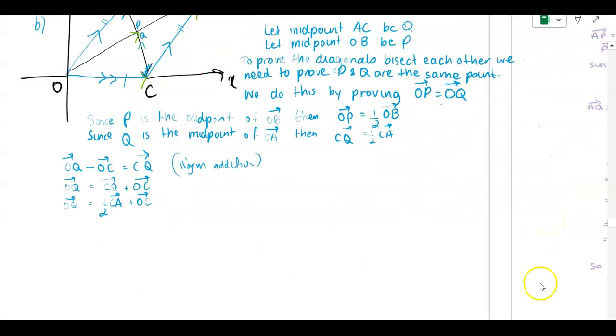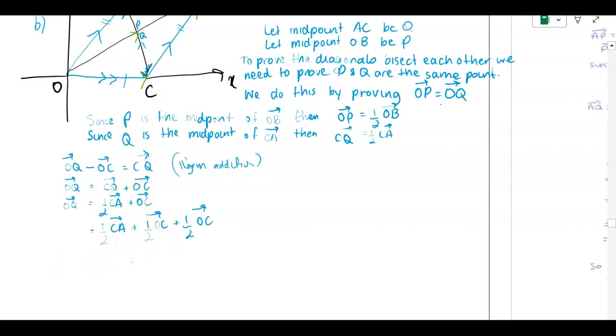And this is where we could get a little bit stuck. So we're at OQ and we need to get to being OP. So I know that we've got a half of vector CA I've popped in for my vector CQ. But OC, what else can I do with that? Well, I actually want to try and get it all into halves. So this is kind of like a little trick. That's probably not something you'd necessarily think about, but I'm going to write vector OC as a half of itself plus a half of itself.